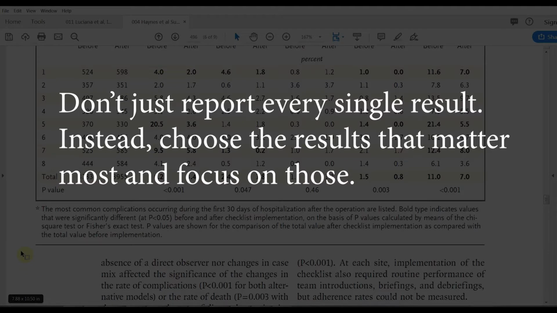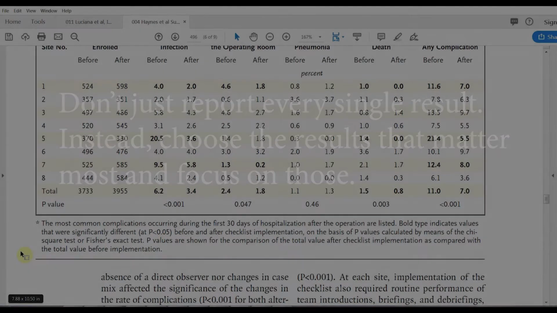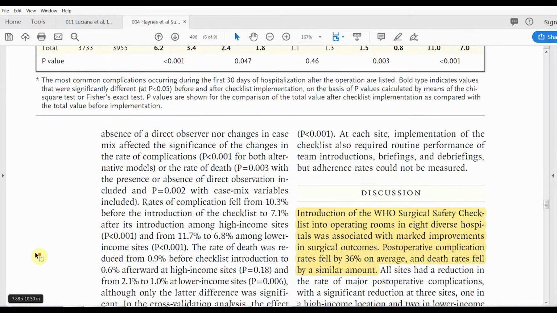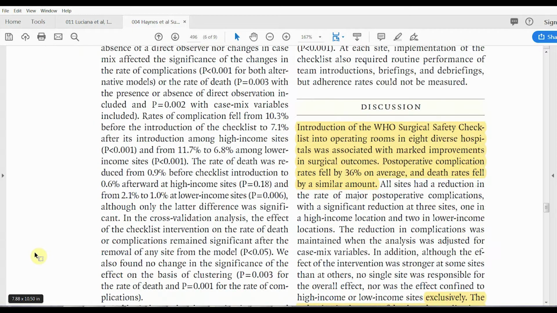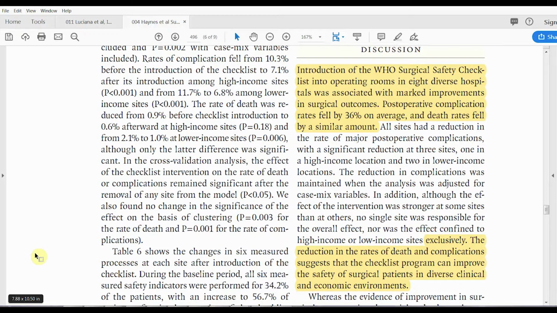So don't just list every single thing that happened. Instead, select the results that offer useful interpretation. In this case, they're focusing a lot on the results on reduced complications, and that's the important thing that they're trying to point out. They are not just going through and listing every single possible thing that they could point to as a result of this. It is worth noting all these little P's.